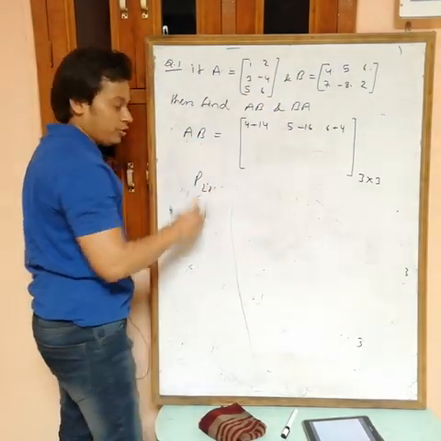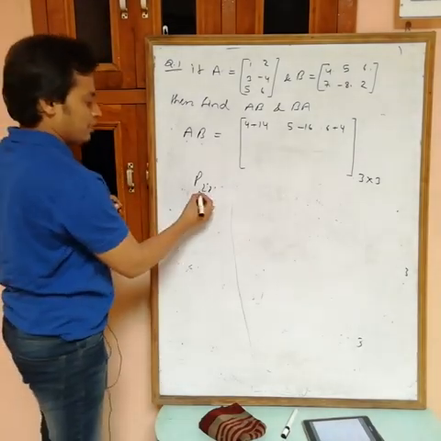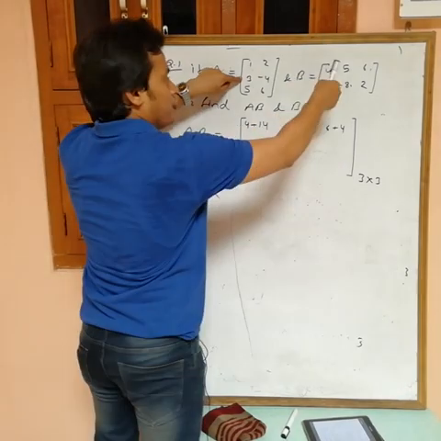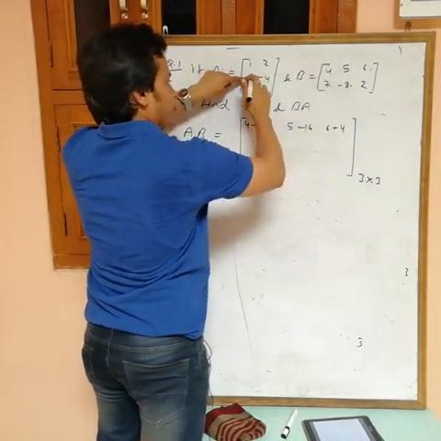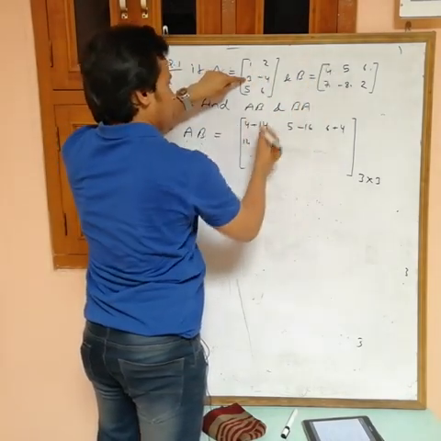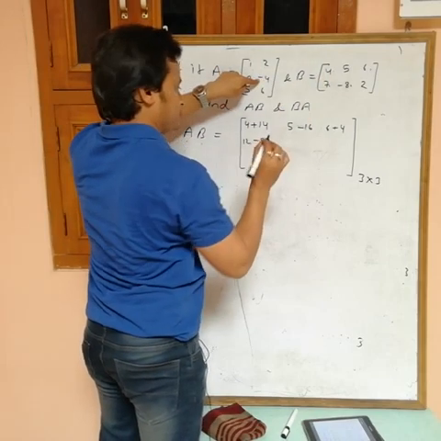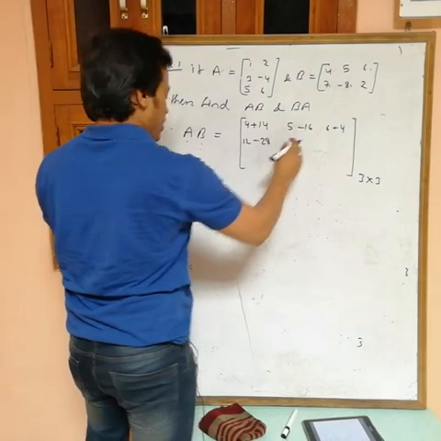Now the next one is P21. This is the product matrix. Now how to get P21? Multiply the second row with the first column. Second row with the first column. Plus 12 minus 28. Okay na.